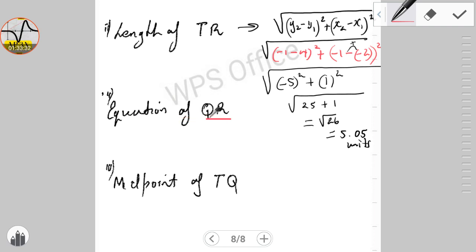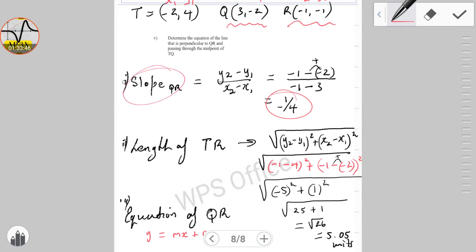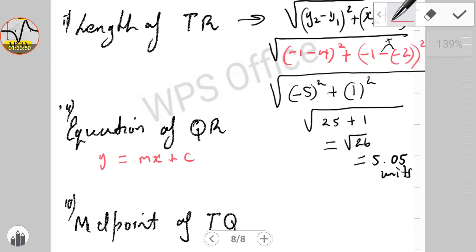Now we're going to move on to the equation of QR. We know that the equation of any line is in fact y equals mx plus c. Now we already have m because m represents our gradient, and the first question that we did was that we were asked to calculate the slope of QR, which is the gradient of QR. So we already know that m is equal to minus a quarter.